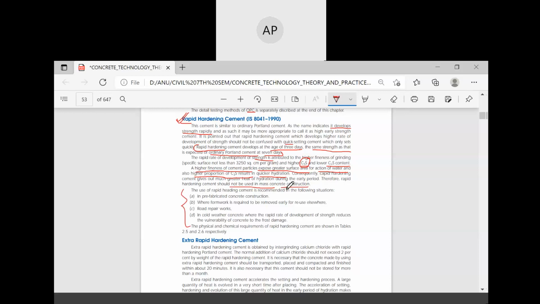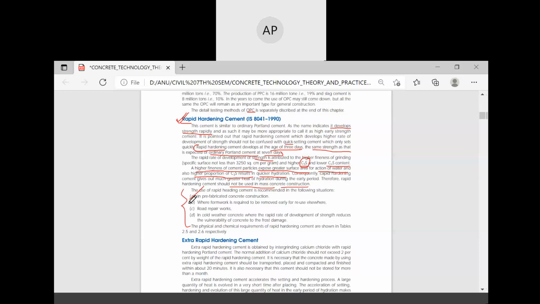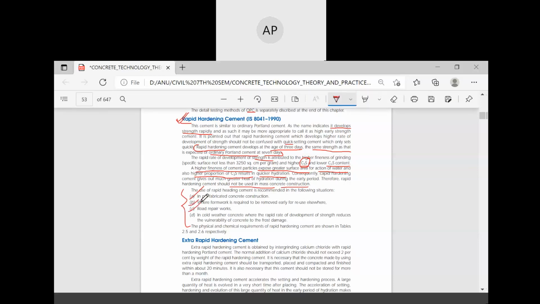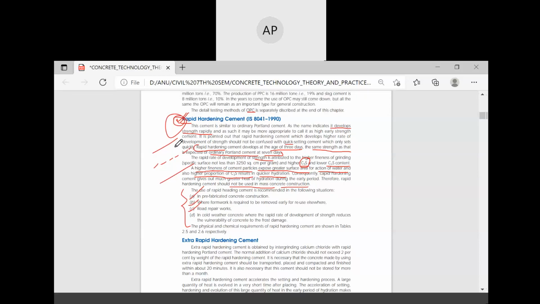The use of rapid hardening cement is recommended in prefabricated concrete construction, where formwork is required to be removed early for reuse, and in road repair works. Generally, rapid hardening cement is used in road work. Why? Because the road should attain its strength quicker, isn't it? So that vehicles can run along the road. That's why in roads we use rapid hardening cement.